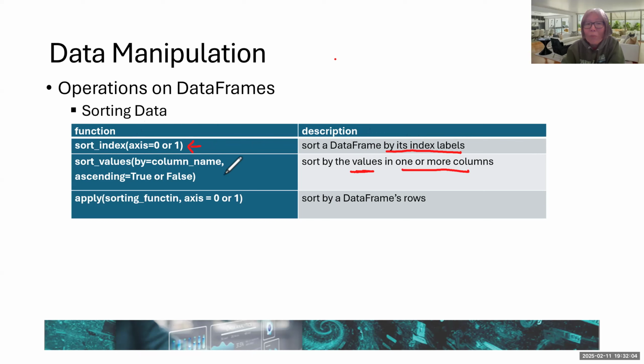When sorting values, you specify the column. You can also specify ascending or descending. You can also call the apply function, pass in some user-defined sort function, then specify the axis. In this case, you can sort by rows. So be careful: sort_values is by column. If you want to sort by row, then you need to call the apply function to do that.